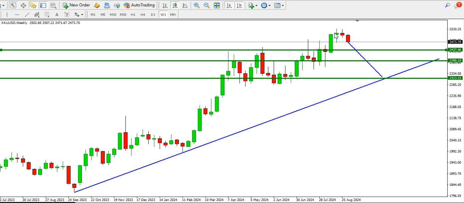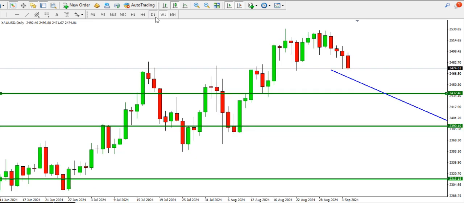But for now, we have an evening star candlestick pattern, which is a bearish reversal candlestick pattern. So we might want to wait to see how it goes. For now, price is forming a top, just like I said earlier on. We initially had this particular top around here. We have also another top around here.